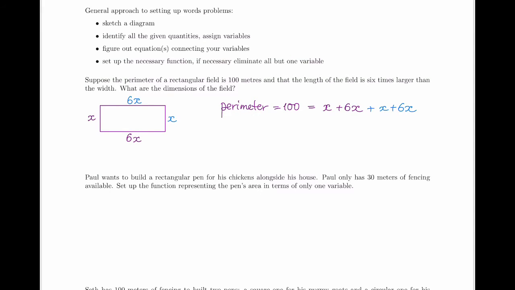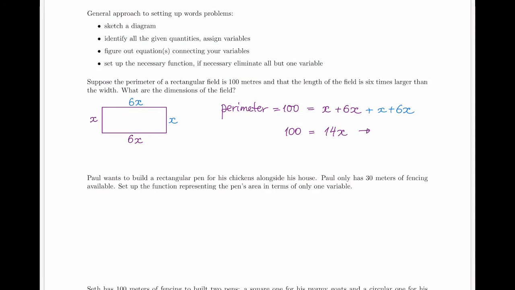Now, this problem does not require setting up of the function. That's going to be done in the next problem as a next step. Here, it's simply asking what are the dimensions of the field. Notice that I've ended up with an equation with only one variable, so I can in fact solve it for x. So on the left-hand side here I have 100, and on the right-hand side, if I bring up all the similar terms, I have 14x.